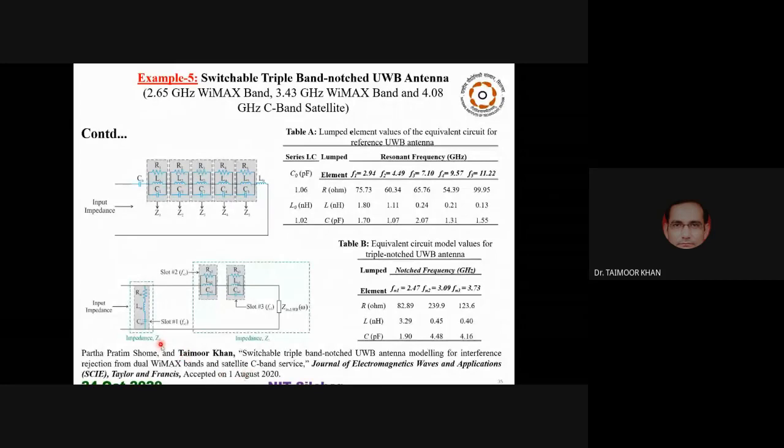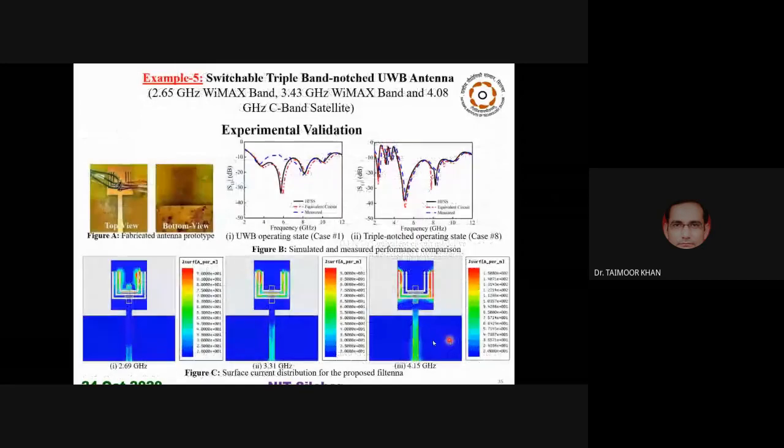Then this entire thing we have represented as Z1 impedance, that is Z2 impedance. Ultimately, here the RLC components are optimized so that when F1 is 2.9 gigahertz, the RLC values will be like this, and we get a similar kind of behavior for the second and third notch characteristic. This is the experimental validation or fabrication work for this particular design.